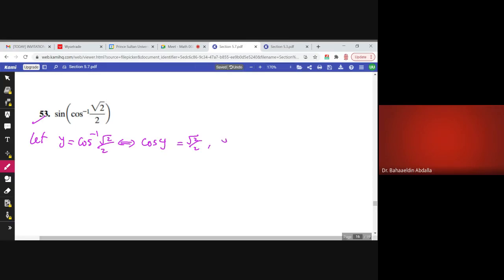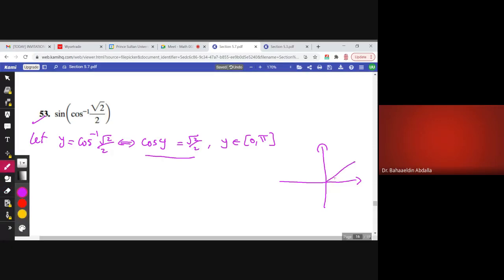So first, where is y? It is in the domain of cosine. And domain of cosine is from 0 to pi. Where is 0 to pi? It is here. So this angle is either in the first quadrant or in the second quadrant. But cosine y is positive. So this angle has to be in the first quadrant. So the angle y is an angle in the first quadrant.